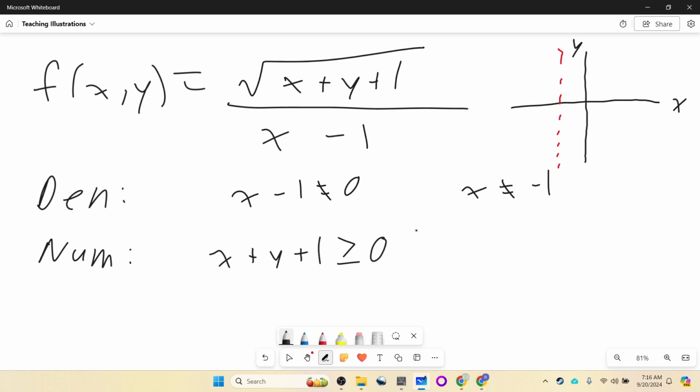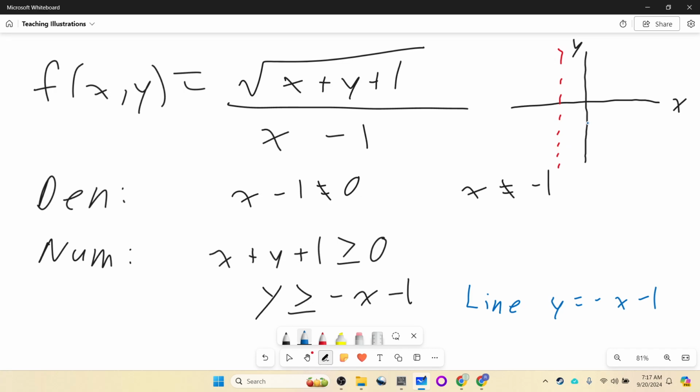So what do we do with this? Well, I think what we want to do is solve this for y. So let's subtract the x up to 1. Y is greater than or equal to negative x minus 1. Now we're going to sketch this region here. This defines a line on the boundary. The line is y equals negative x minus 1.